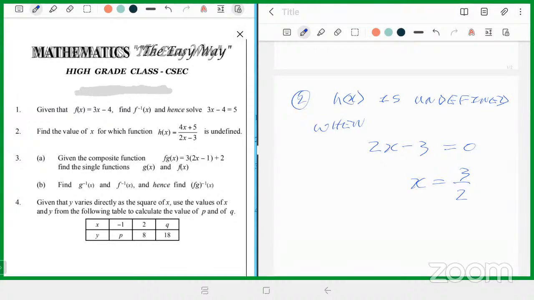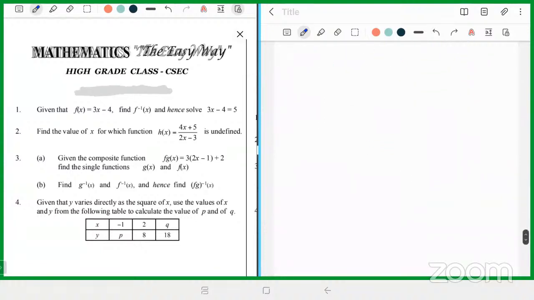And so the function becomes undefined if the denominator is 0, and the denominator is 0 when the x is 3 over 2. And so that is the answer. 3 over 2 cannot be in the domain of this function. All right, then we'll come to number 3.